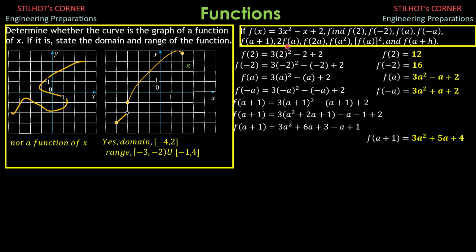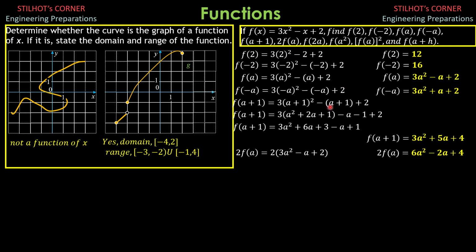Then 2 times f of a. So we already evaluated f of a, which is 3a squared minus a plus 2. So all we have to do is multiply this by 2. So 2 times f of a is equal to 2 times quantity 3a squared minus a plus 2. So the result is 2 times f of a is 6a squared minus 2a plus 4. So 6a squared minus 2a plus 4.